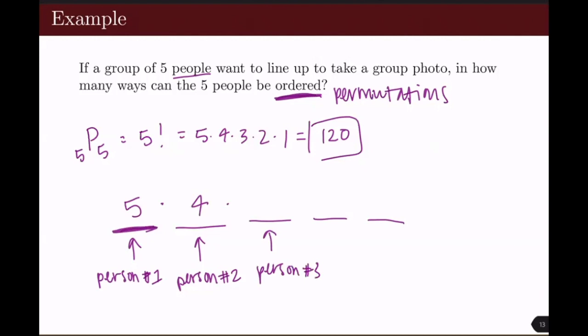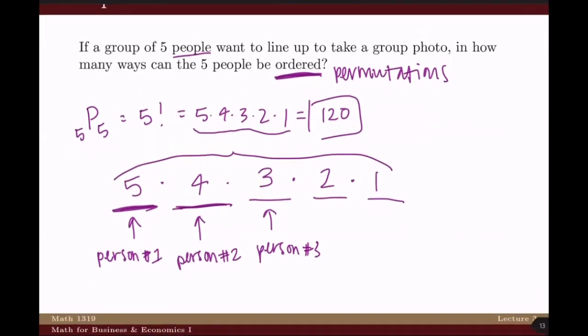For the next spot, I've already picked 2 people to stand in the previous 2 spots. That means I only have 3 people to choose from. Similarly, I'll have 2 people to choose from and then 1. And if you see here, this is the same thing as our factorial. So this is why we use factorials with permutations. And I hope that helps clarify why we do this.